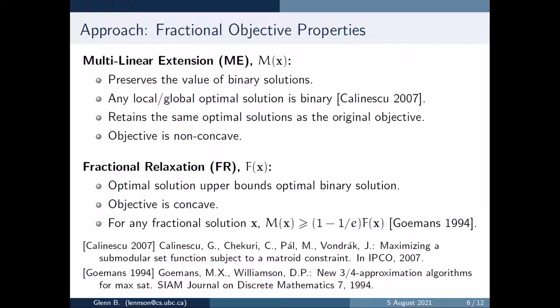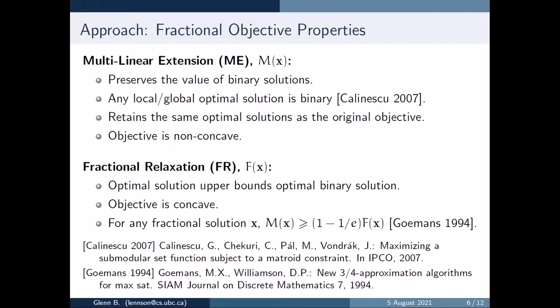Ideally, we would like to optimize the multilinear extension. This is because it retains the same global optimal solution as the original influence objective function. Unfortunately, it's non-concave, making gradient-based optimization methods incapable of finding its global optima in general. This shouldn't come as a surprise given the known NP hardness of the influence maximization problem. To overcome this, we will also optimize the fractional relaxation. Importantly, this objective is concave, making converging to its global optima tractable. In addition, being a relaxation, its optimal solution upper bounds the optimal solution to the influence maximization objective.